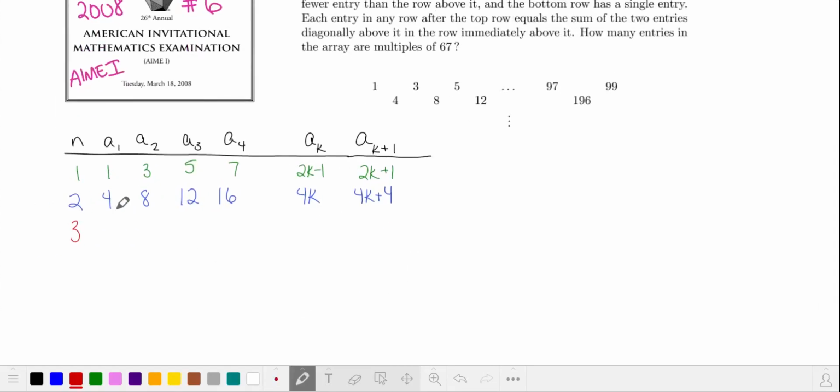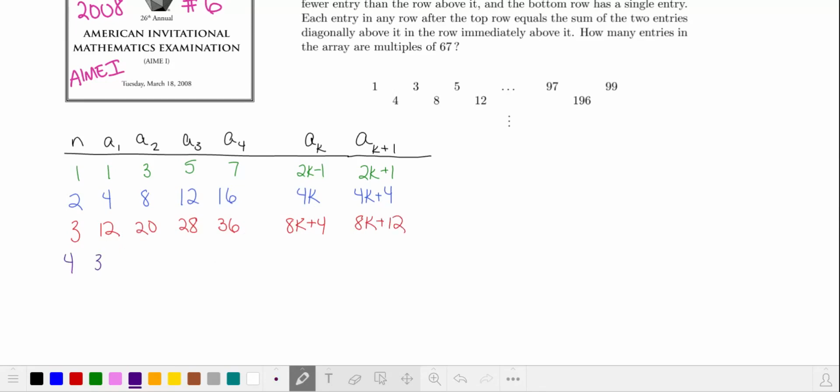In row 3, the first element is the sum of 4 and 8, 8 and 12, 12 and 16. Our common difference is 8, so I'll add another 8 here. The kth element is going to be the sum of 4k and 4k plus 4. That's 8k plus 4. Since we have a common difference here of 8, this next element is 8k plus 12.